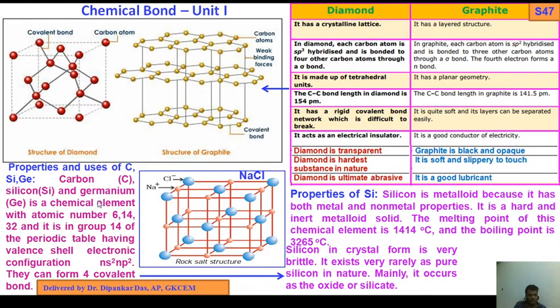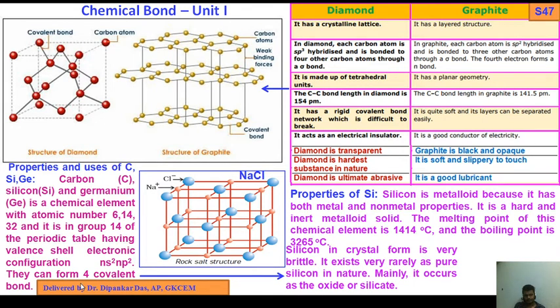Carbon, silicon, and germanium are chemical elements with atomic numbers 6, 14, and 32. They are members of group 14 of the periodic table, having valence electronic configuration ns2 np2. With these valence electrons, ns2 np2, they can form 4 covalent bonds.